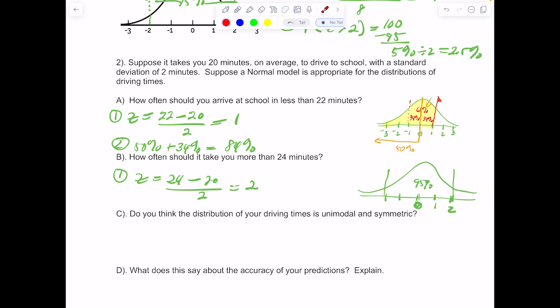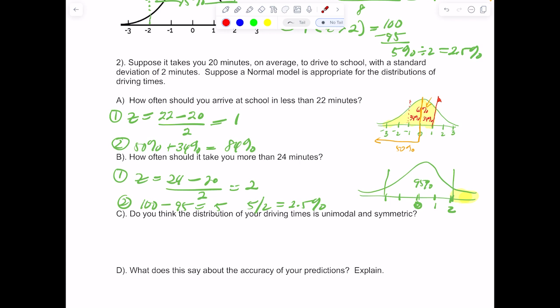So how often should it take you more than 24 minutes? We're looking for this side now. And we know that in order to find that, we would do 100 minus 95, which is 5. Then we divide 5 by 2, and you get 2.5%. Again, the reason we're dividing by 2 is because both of these sides are symmetric. They're the same. So there's 2 of them.